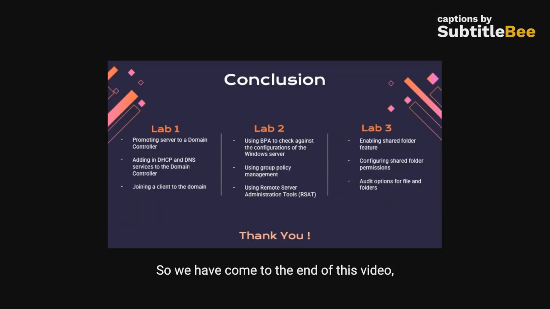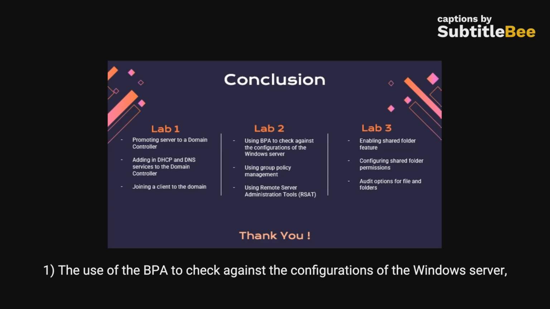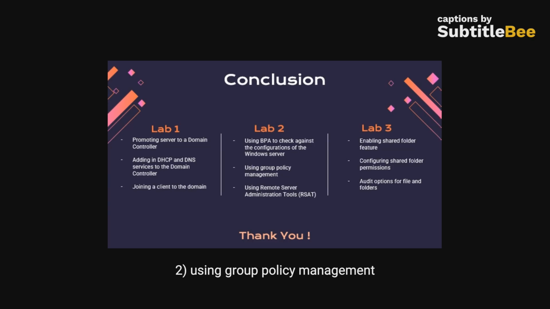So, we have come to the end of this video, and to conclude things off, in Lab 1, we went through promoting server to a domain controller, adding in DHCP and DNS services to the domain controller, and ensure that it is functioning well, joining a client to the domain, and in Lab 2, we went through the using of the BPA to check against the configurations of the Windows Server, using group policy management, and using the remote server administration tools. And finally, in Lab 3, we went through the enabling of shared folder feature, configuring shared folder permissions, and audit options for file and folders.